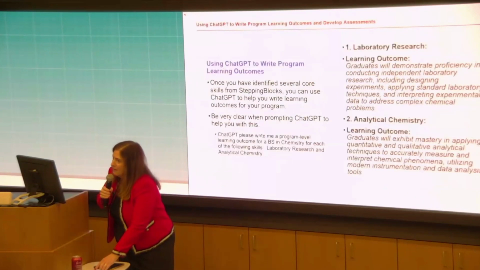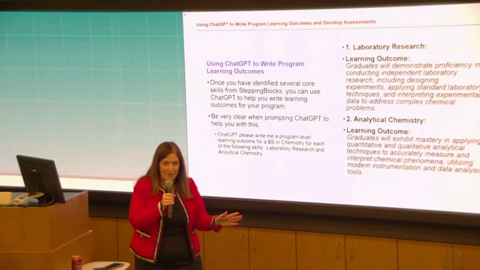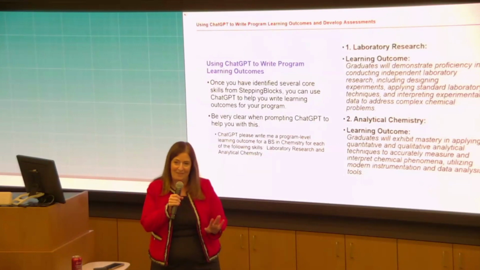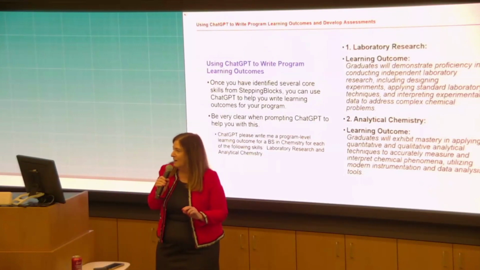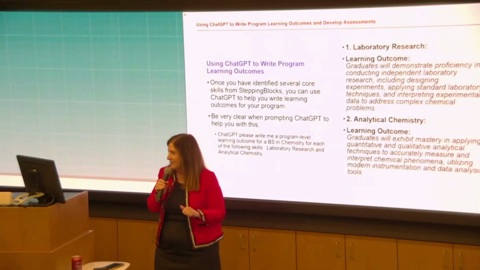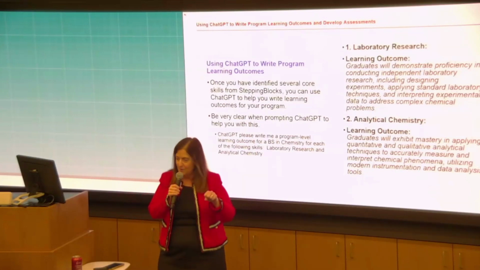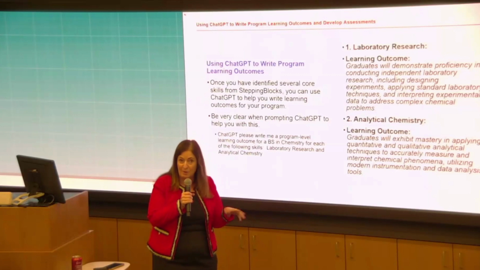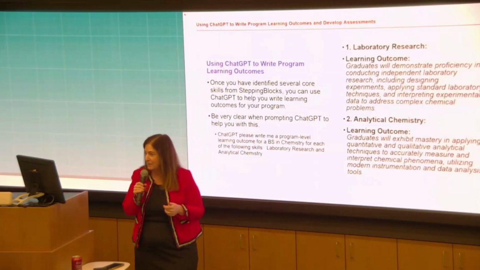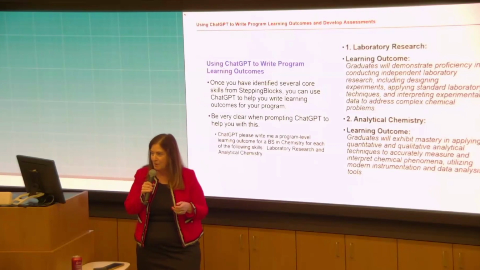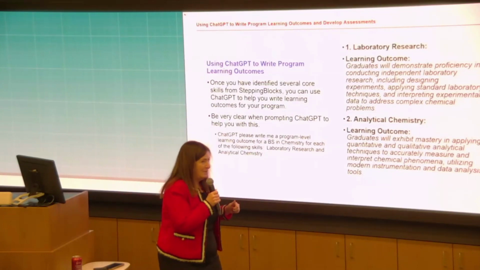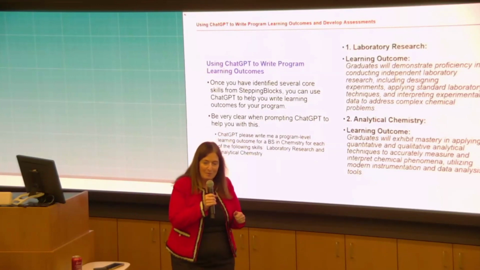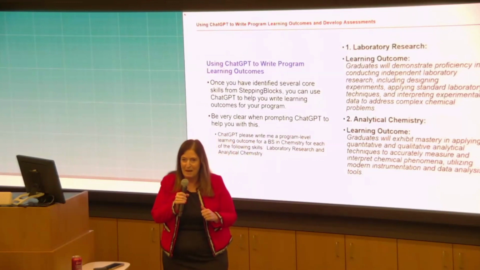Okay, so we are not going to use Stepping Blocks to write our program outcomes. We're going to use ChatGPT to write program learning outcomes. And ChatGPT is really good at this. Once you've identified your core competencies, which you get from Stepping Blocks, you can go to ChatGPT and have it help you write, or write for you if you're so inclined, the learning outcomes for your program. And the key with ChatGPT is to be very clear about what you're asking it to do. Your prompt engineering matters a lot.